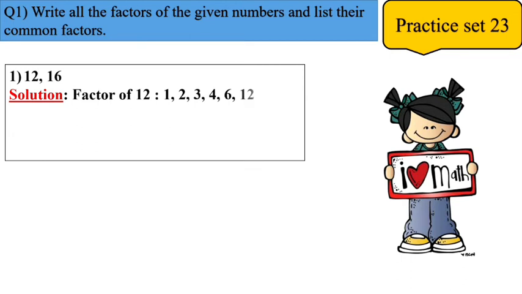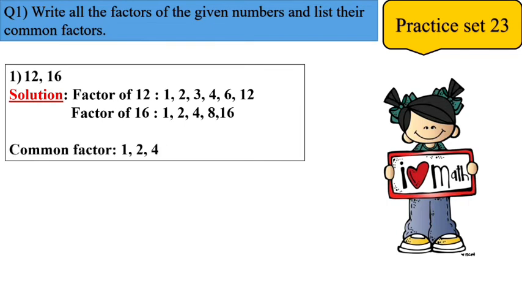So the factors of 12: 12 comes in the table of 1, 2, 3, 4, 6 and 12. And the factors of 16: 16 comes in the table of 1, 2, 4, 8 and 16. Every number comes in the table of 1, so 1 will be a common factor. If you see in the factors of 12 and 16, 1 is common, 2 is common and 4 is common. So the common factors are 1, 2 and 4.